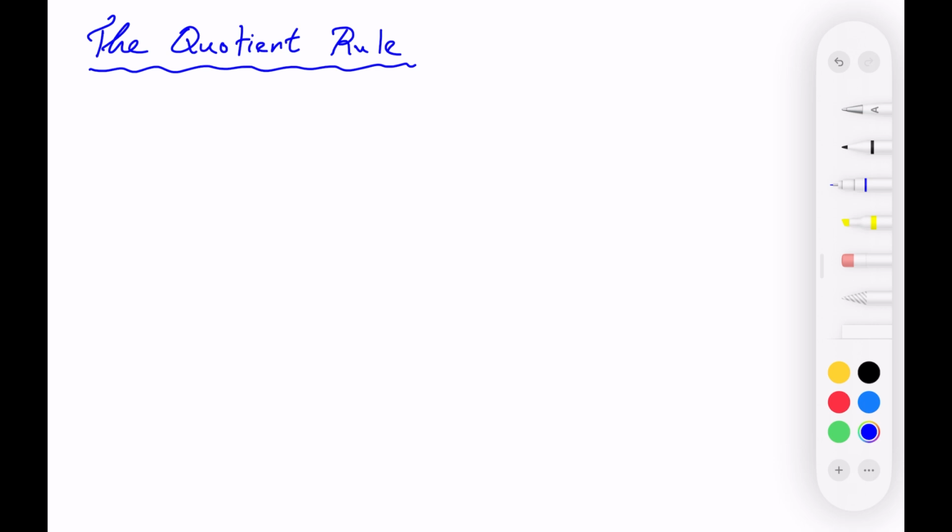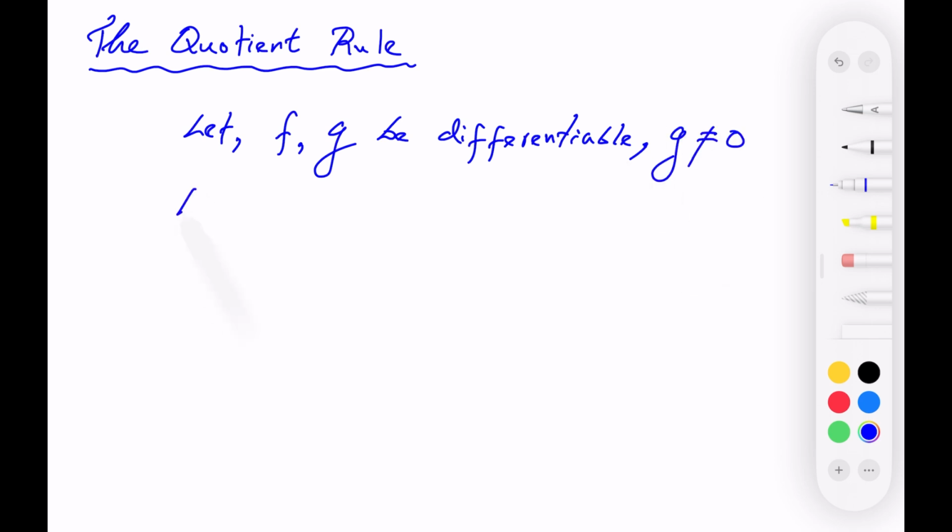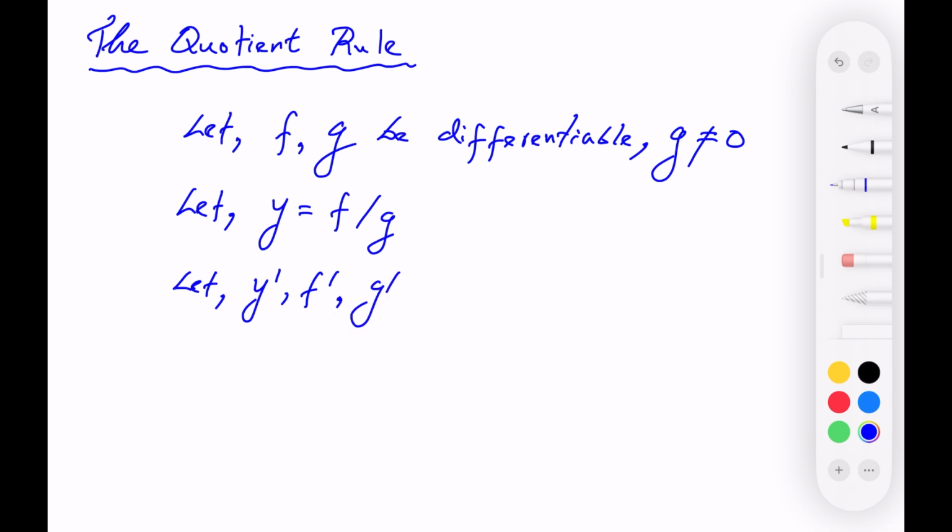Here's the quotient rule. We will let f, g be differentiable functions and g is not equal to 0. We will let y be f over g. We will let y prime, f prime, and g prime be the first derivatives of y, f, and g respectively.